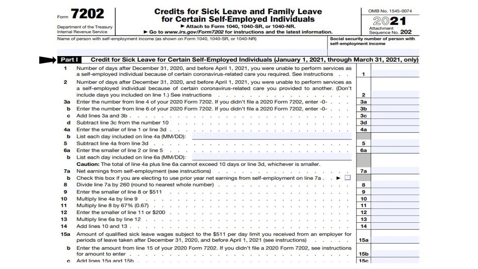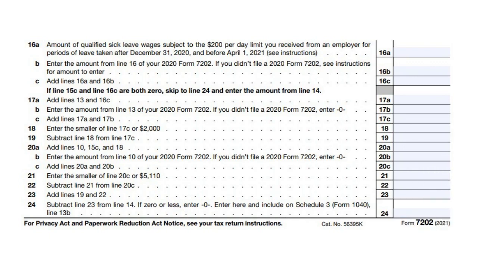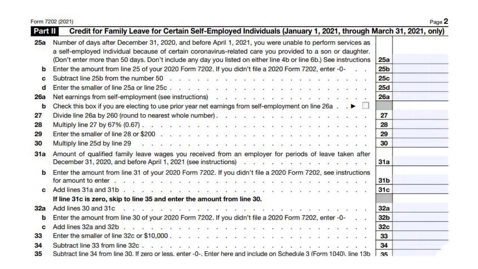So part 1, this is credit for sick leave for certain self-employed individuals. We're speaking about it's not for the full year though. We're speaking for the first 3 months of 2021, January 1st through March 31st. And so line 1 to line 15, pretty straightforward. The second screenshot here, you have line 16A all the way to 24. Again, you follow the math, pretty straightforward, nothing complicated.